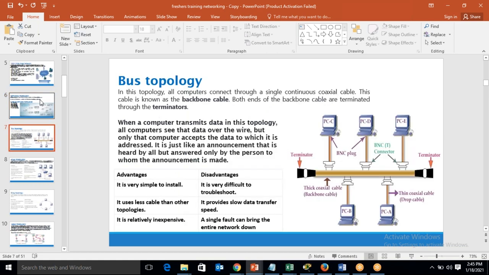The first topology is called the bus topology. Okay, what is this bus topology? In this topology, basically, all computers connect through a single continuous coaxial cable.